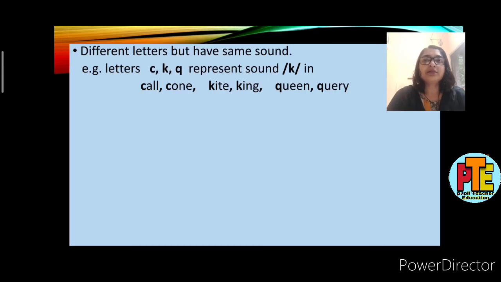Second problem is that the same sound is represented by different letters. For example, letters C, K, Q are pronounced as K. We will see the example. C is pronounced as K in call, cool, cafe, cone. Letter K is pronounced as K in kite, king, key. Same way, letter Q is pronounced as K in queen, query, quality.